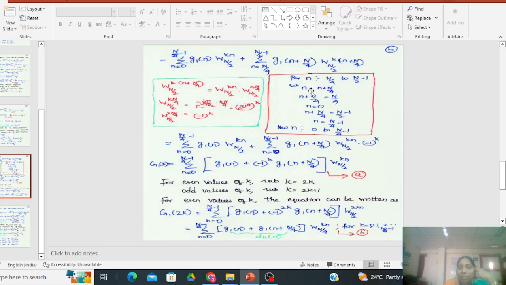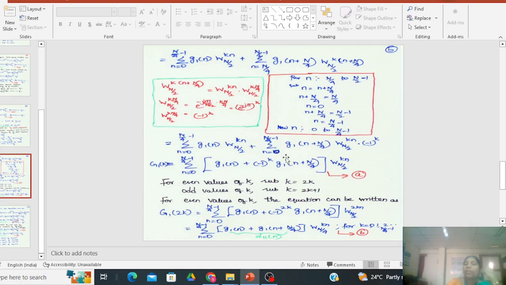Now n plus N by 4 equal to the lower limit, which is N by 4. So when you bring this N by 4 to the left hand side, n equal to 0. This is for the lower limit. For the upper limit, again n plus N by 4 equal to the upper limit, which is N by 2 minus 1. So when you bring this N by 4 to the right hand side and simplify, you will get n equal to N by 4 minus 1. Now the limits changed from 0 to N by 4 minus 1 and both the limits are equal now.